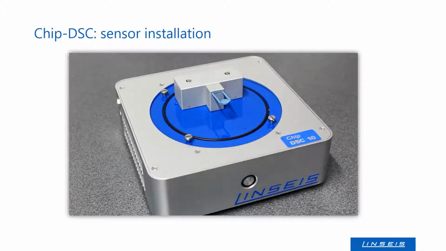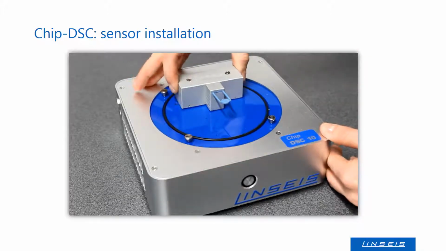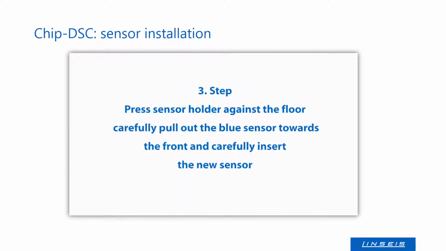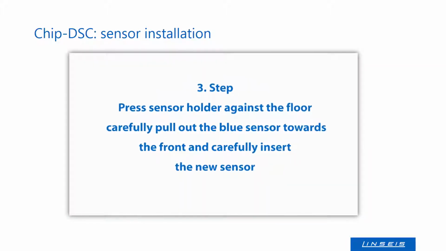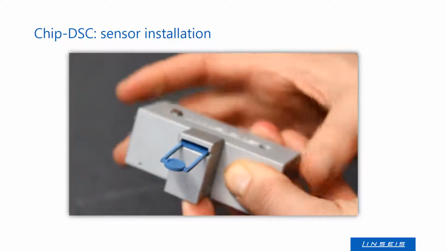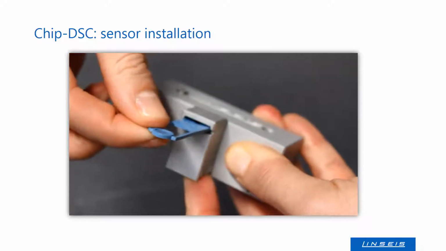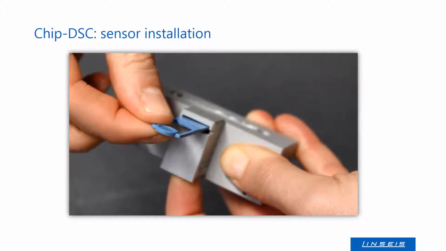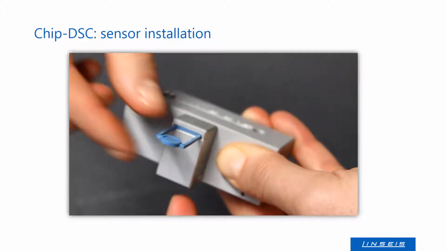After they are opened, you can remove the complete sensor holder by just plugging it out of the plug. After that, you can just pull out the blue sensor of its holder by lifting it a little bit with one finger and pulling it out. The new sensor can be inserted in the same way. You just have to put it into the sensor holder and then close it.